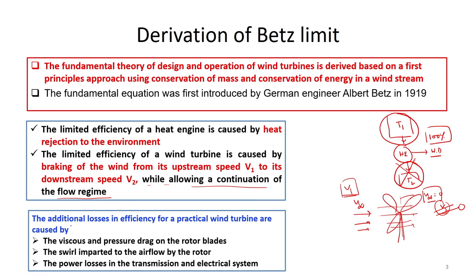Again, there are some additional losses in efficiency in an actual wind turbine, which are caused by viscous and pressure drag on the rotor blades, the swirl imparted to the airflow by the rotor, and the power losses in the transmission and electrical systems.